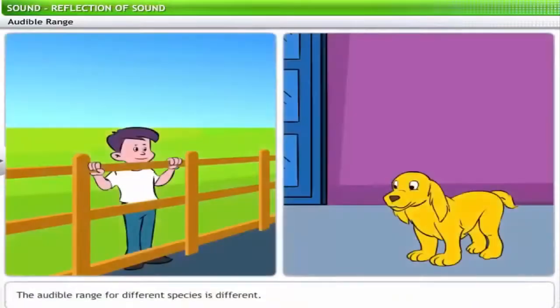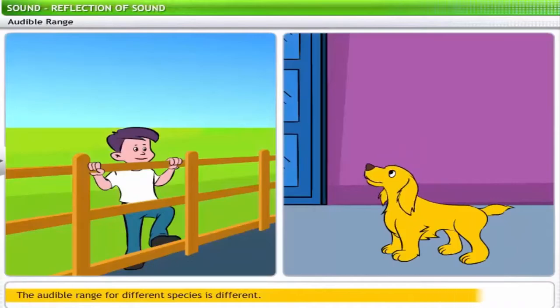However, the audible range for different species is different. Dogs, for example, have an audible range much higher than that of humans. That's why people have watchdogs. Dogs can hear many sounds that are not audible to the human ear.